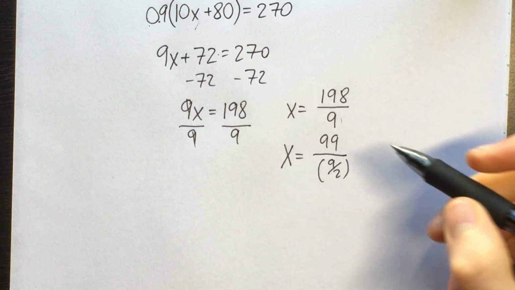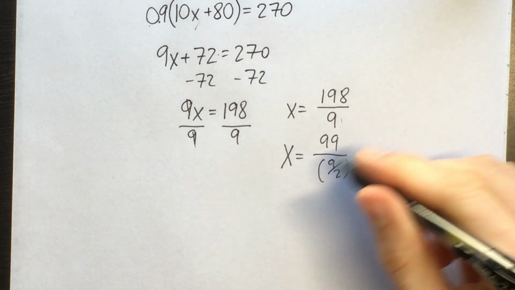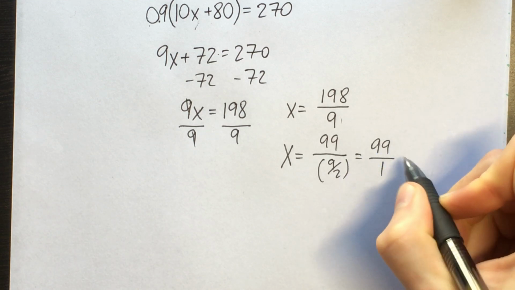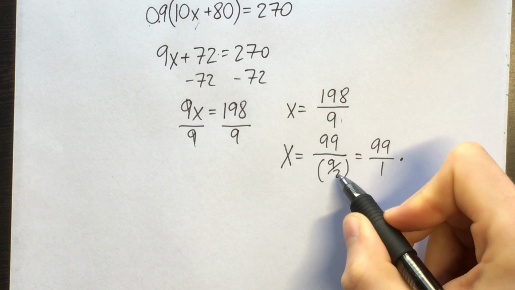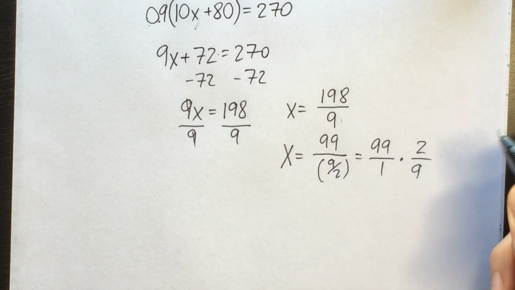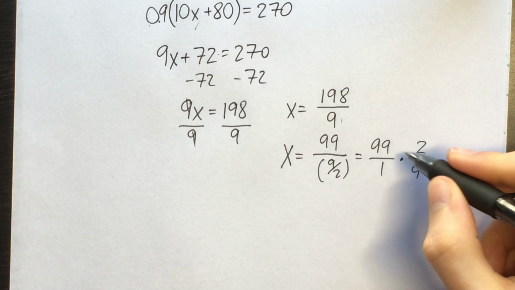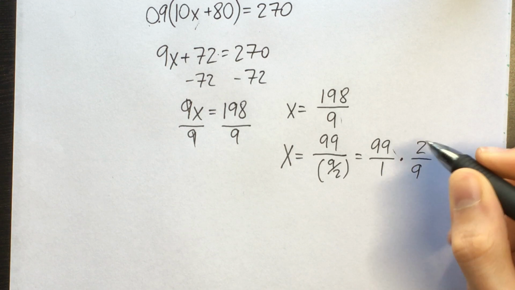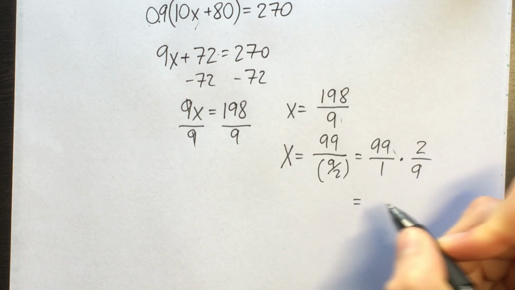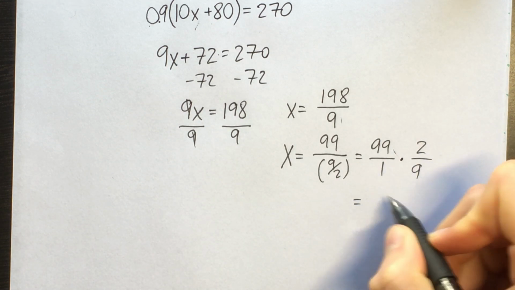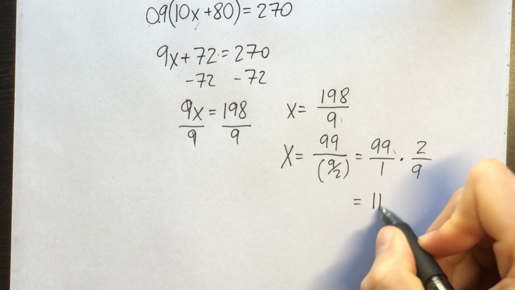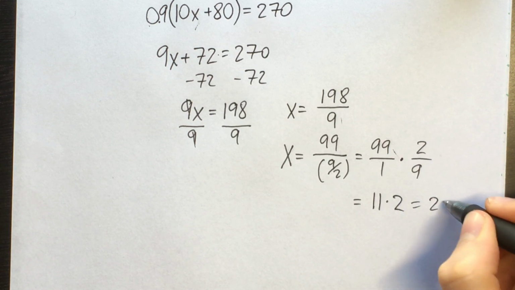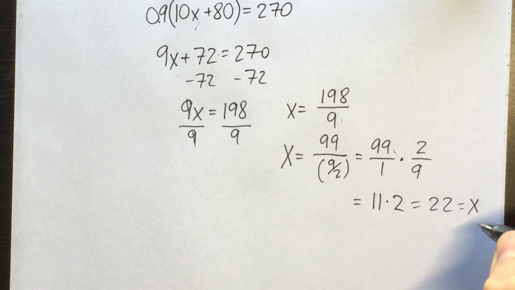Now we're dividing by a fraction. When you're dividing by a fraction, flip what you're dividing by and multiply. So this is equal to 99 over 1, just to make it easier, times 2 over 9. So here we can see that 99 divided by 9 is 11. So this is actually going to simplify to 11 times 2. So from here we get 22 is equal to x. And that is C.